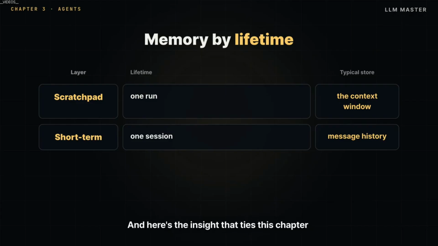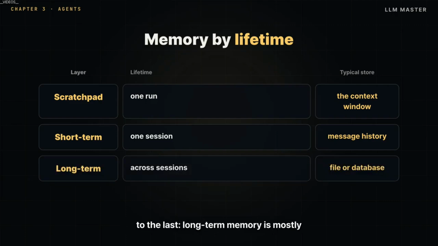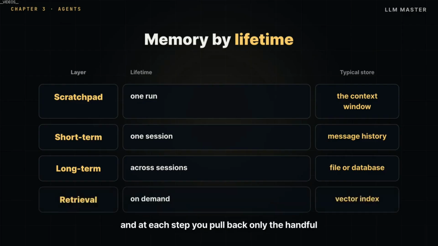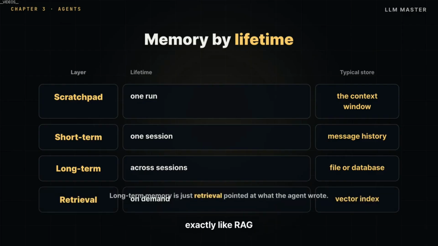And here's the insight that ties this chapter to the last. Long-term memory is mostly retrieval in disguise. You don't stuff everything the agent ever learned into the prompt. You can't. You store it externally, and at each step you pull back only the handful of relevant items, exactly like RAG, except the corpus is the agent's own past. That framing is powerful because it means all your retrieval tooling, embeddings, vector search, ranking, becomes your memory system for free. The design questions are the same: what to write, when to fetch, and how much.